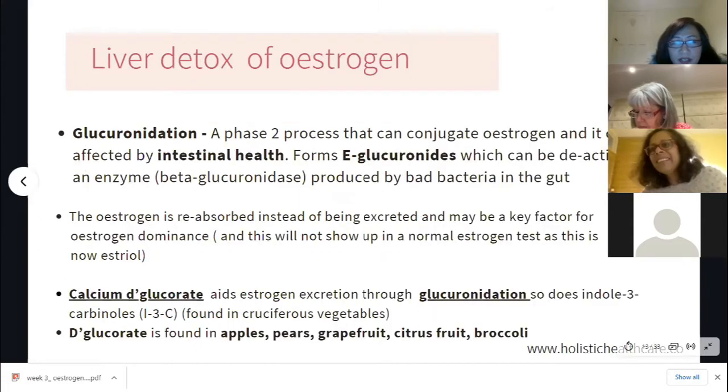So this is how estrogen works. It undergoes a process called glucuronidation in the liver. Glucuronidation is one of the phase 2 processes, a phase 2 process that can conjugate estrogen and can be affected by intestinal health. The end product of this process is what's called an E-glucuronide. So the estrogen binds to a glucuronide, and it forms this conjugate called E-glucuronide. And this process can actually be interrupted by bad bacteria in the gut.